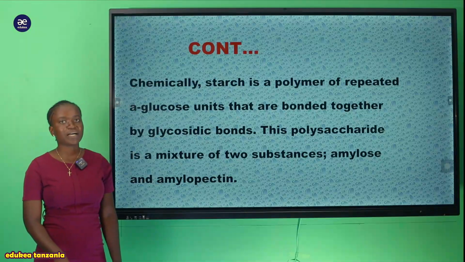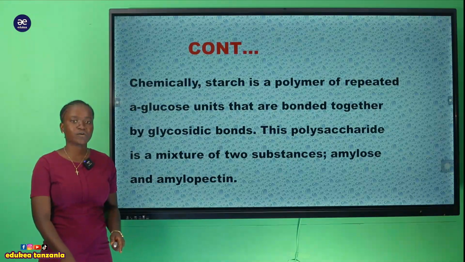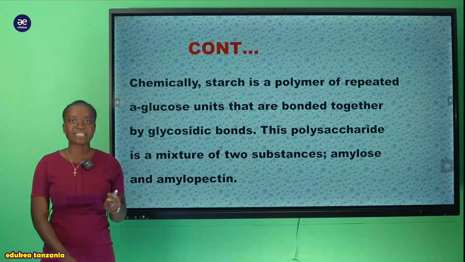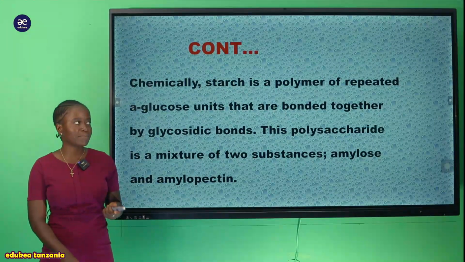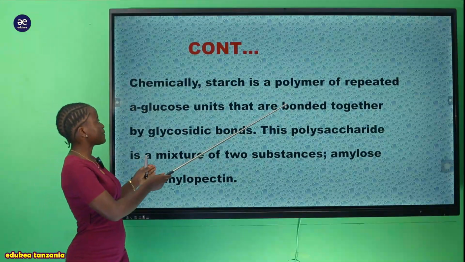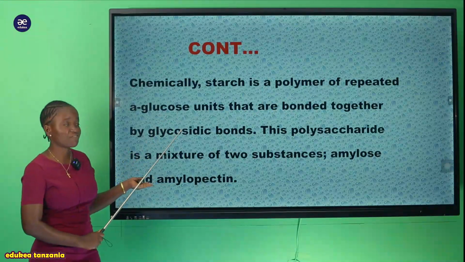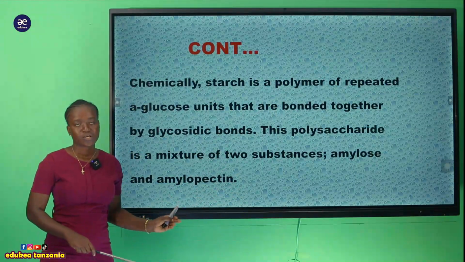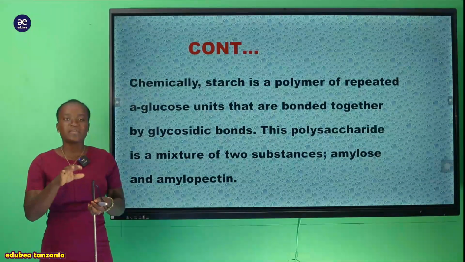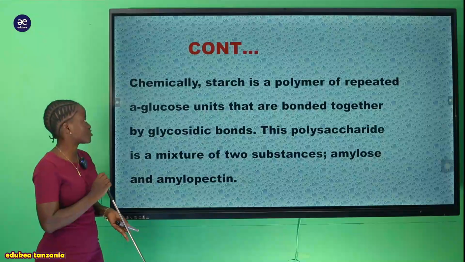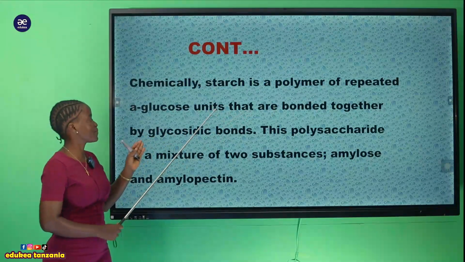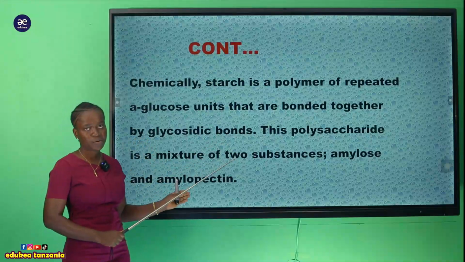So tunasema kwamba hile formation, tunasema kwamba artificially starch pia inaweza ikatengenezwa. How can it be made? Here simply we can say that it can be made with the repeated polymers of the alpha glucose unit. So zile alpha glucose unit zikiungana zikawa nyingi, ndipo ambapo sasa inatengeneza hii structure ambayo inaitwa nini? Starch. By the production of the glycosidic bond.